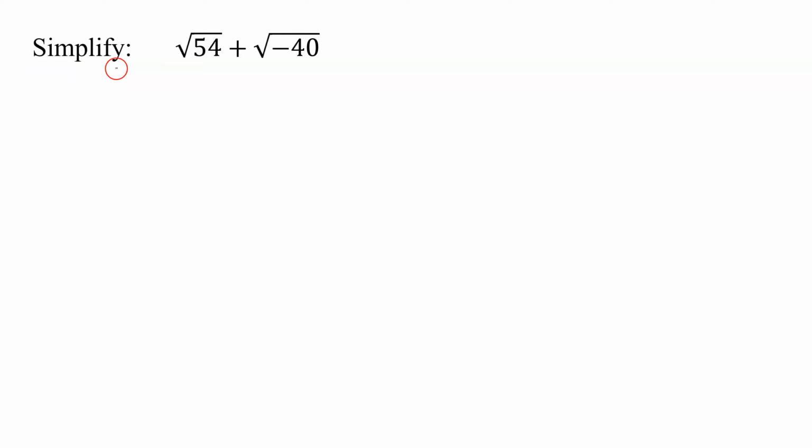In this example, I need to simplify the expression the square root of 54 plus the square root of negative 40. Well, let's first look at the square root of 54. We need to factor 54. There are many different ways of doing it. The first one that comes to my mind is 6 times 9.